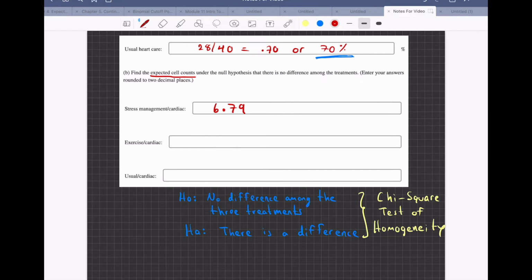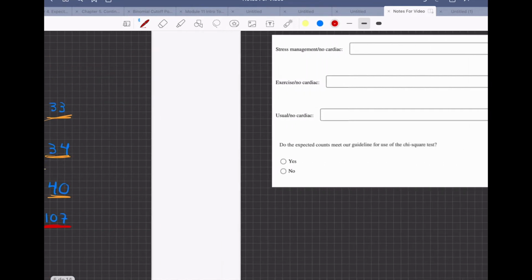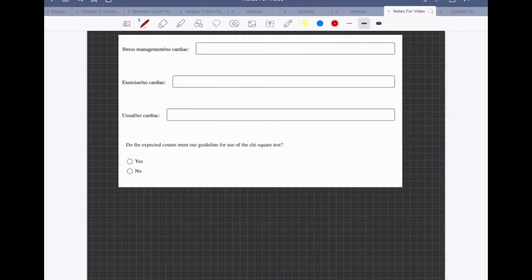6.79 for this one, exercise program and cardiac event occurred. 6.99 for personal or usual care, 8.22. Discontinues here. Stress management and no cardiac event, or it didn't occur, it's 26.21. For this one, 27.01, exercise and it didn't occur. And personal or usual care and didn't occur, 31.78.